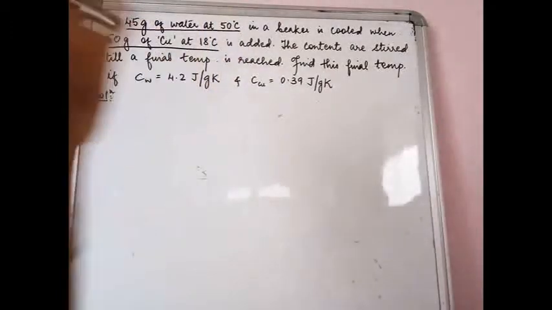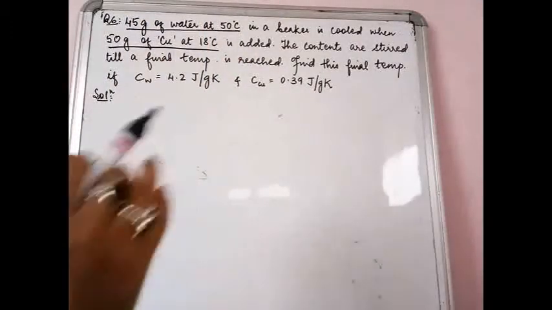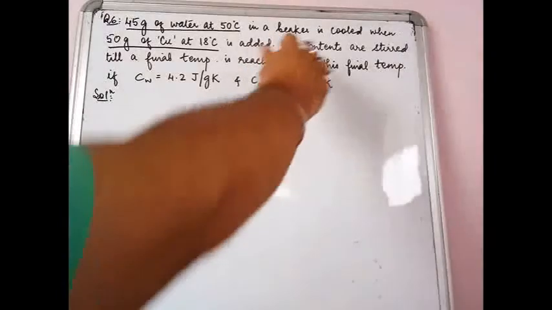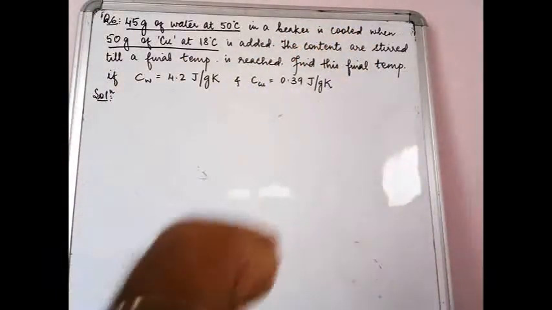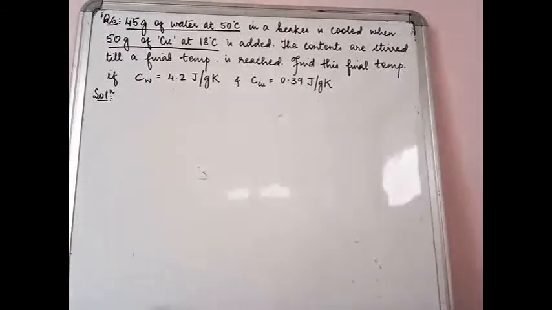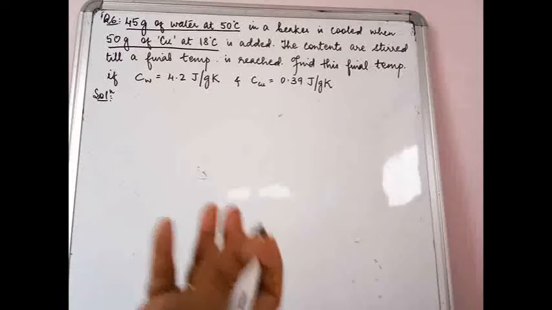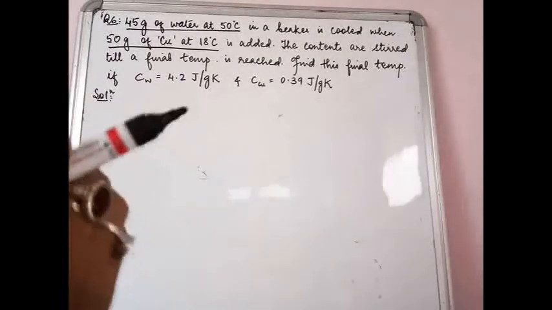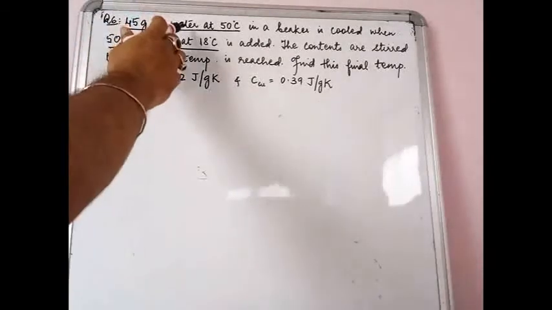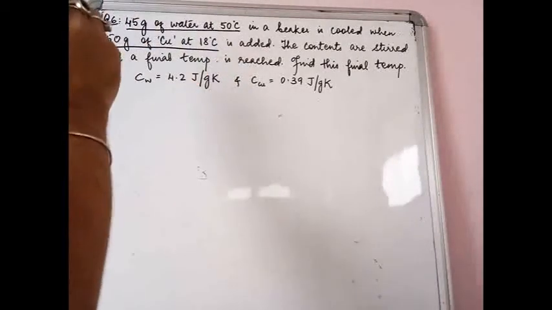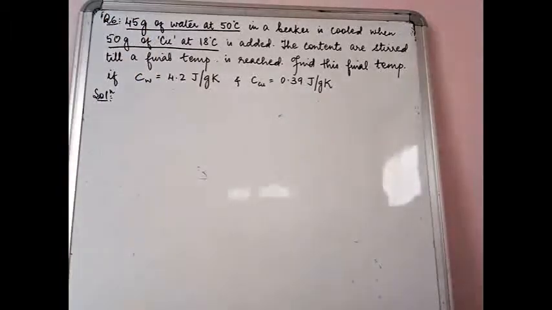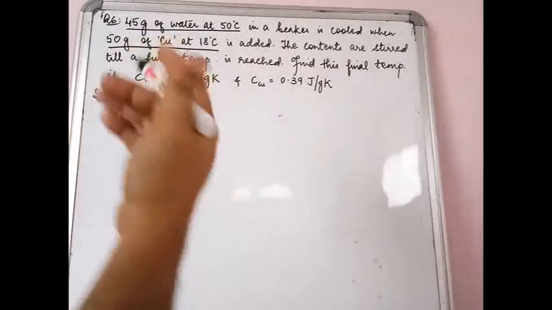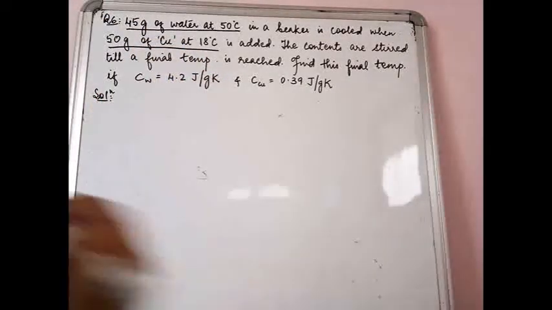When the copper piece is dropped into it, the contents are going to be stirred. Stirred means basically moved with a spoon or something, so that they get mixed together. Obviously copper cannot get melted into water just like that. So the process that will take place is, water at 50 degrees centigrade, when it comes into contact with copper at 18 degrees, will lose heat and copper will gain heat.